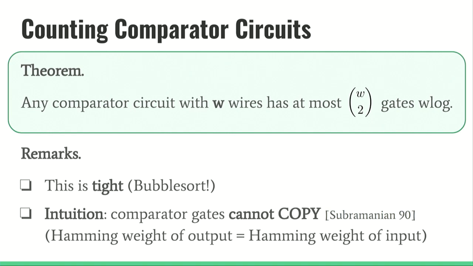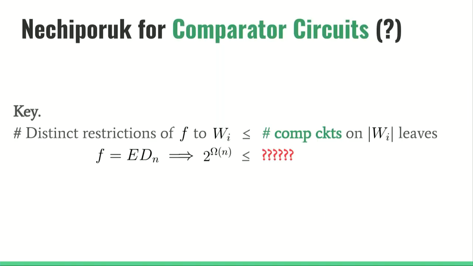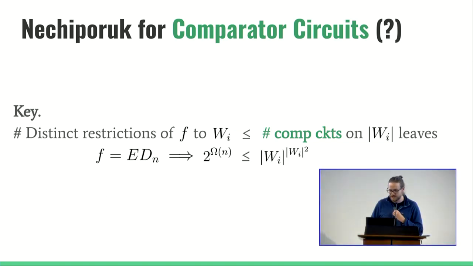And the intuition for proving this is basically that comparator gates cannot copy, and I'd be happy to explain this a bit more offline. So with that, we can bound the number of comparator circuits on W wires, which allows us to plug this into the Nechiporuk method, and then we can follow the normal strategy and prove the bound.